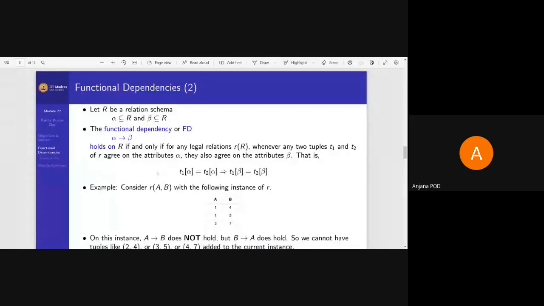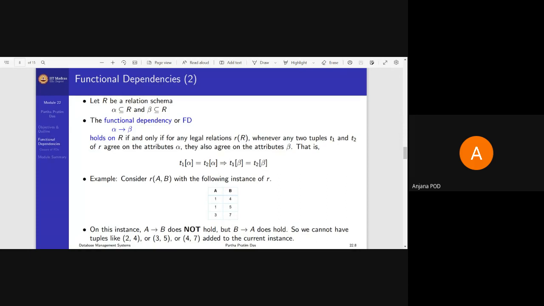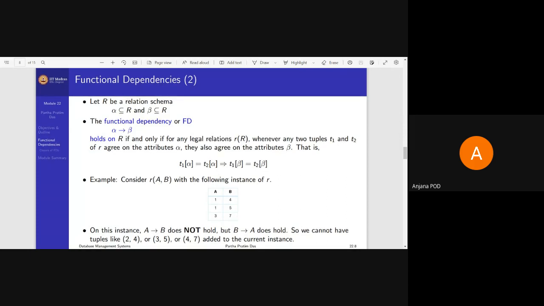Is my screen visible? Yes, ma'am. Okay. So in week 5 and week 6, we'll be learning about normalization and how we can design a good database with the help of normalization. For understanding normalization, learning functional dependency is a very important point. So today we will try to understand what functional dependency is, with the help of some examples.